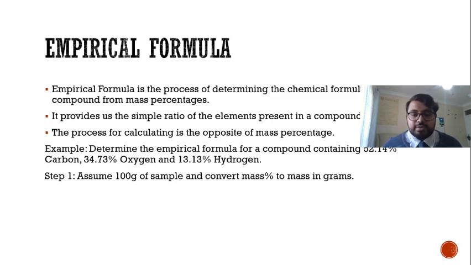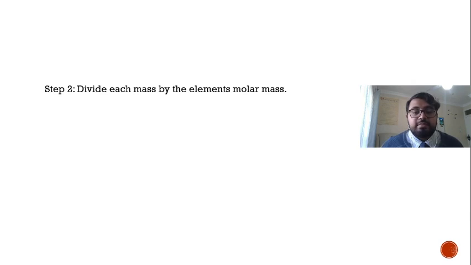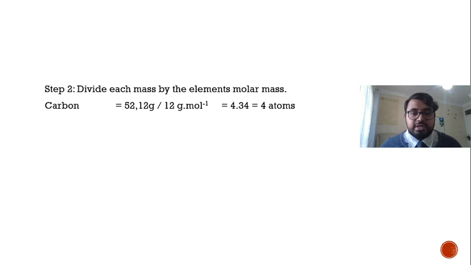So the mass of carbon would be 52.12 grams, the mass of hydrogen would be 13 grams, and the mass of oxygen would be 34.75 grams. That was step 1. Step 2 is to divide each mass by the element's molar mass. So you're going to have your periodic table out again. Basically, we're calculating the number of moles here. As you can see, we have mass over molar mass.